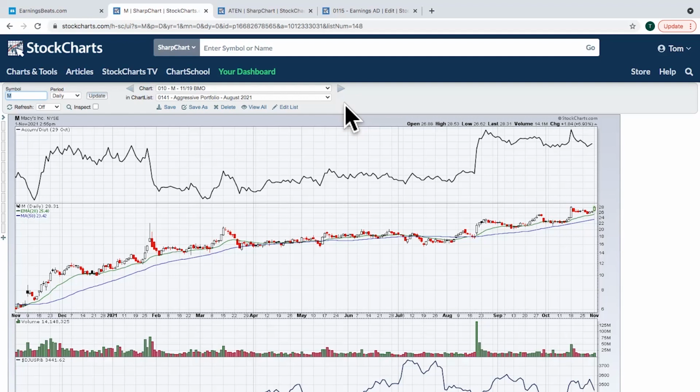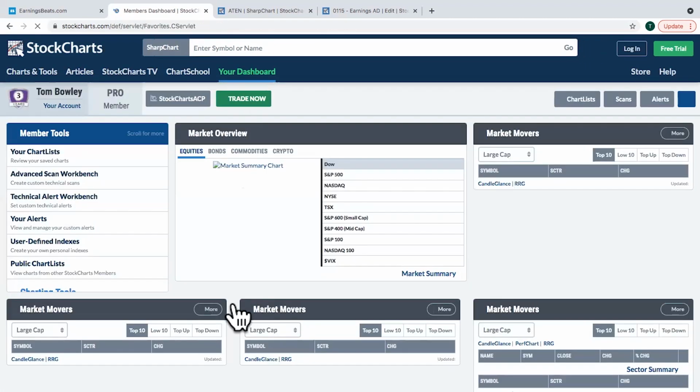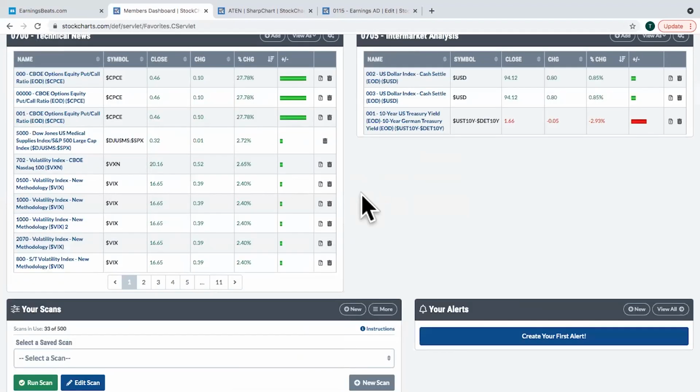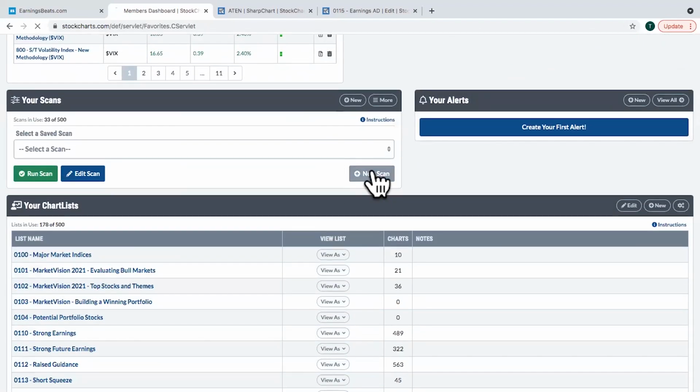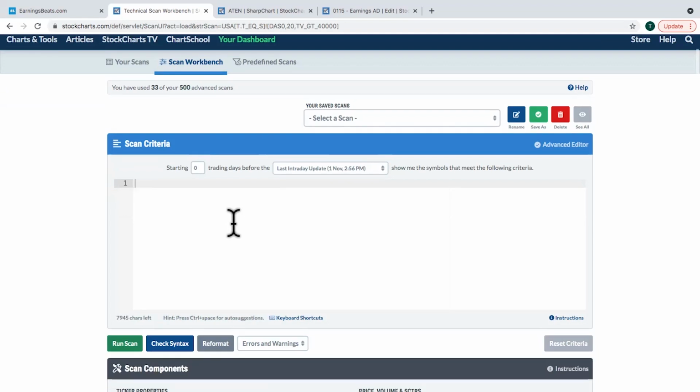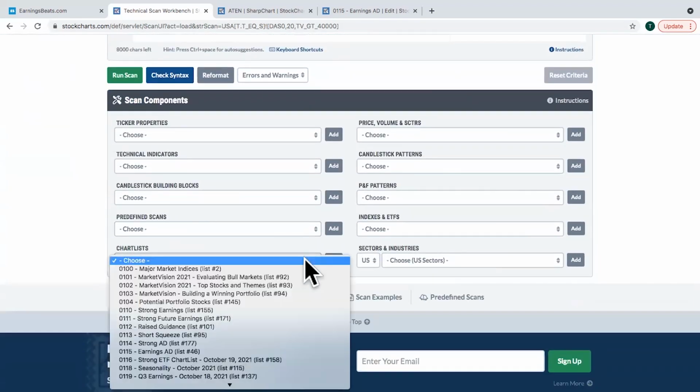Now, there are probably a few others, but I think I've gone through just about all of it. I do want to show you one last thing before I wrap up here. And that is, if you go back to your dashboard and you go into your scans, what you can do, whoops, I just type in new scan. Let me get rid of this, and then just go down and grab the chart lists. So I showed you the chart list, how many companies are on it.